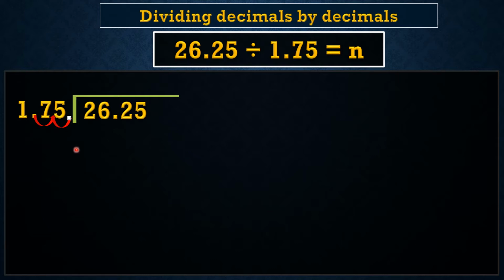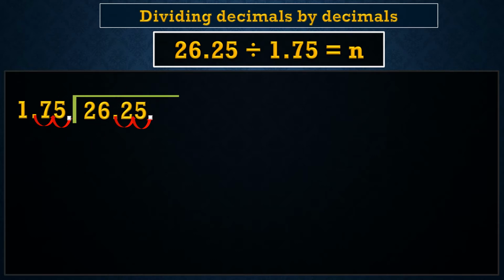As always, what you do in your divisor, you also have to do in your dividend. Since our decimal point is between 6 and 2, we have to move this decimal point 2 times to the right. 1, 2. So the decimal point is in there. To make the equation equal, kung anong ginawa mo sa divisor, same thing din yung gagawin mo sa dividend.